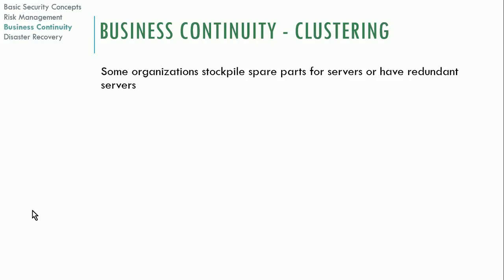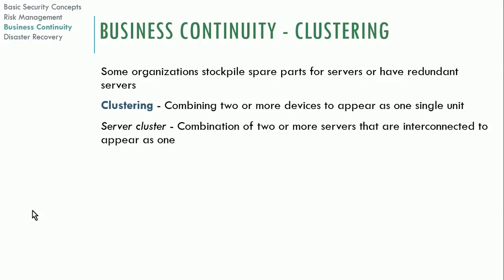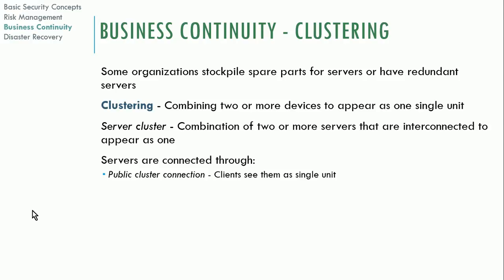Some organizations stockpile spare parts for servers or have redundant servers, which is good. But clustering is combining two or more devices to appear as a single unit. So a server cluster is a combination of two or more servers that are interconnected to appear as one server. Any one of those could fail, or any few of those could fail, and we still have full operations. Servers are connected through public clusters, and they could also be private clusters.